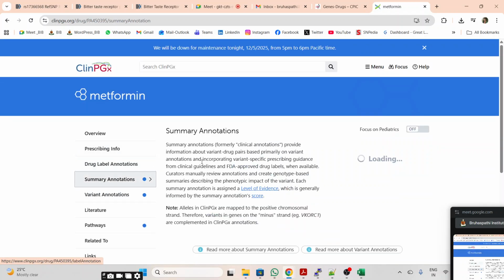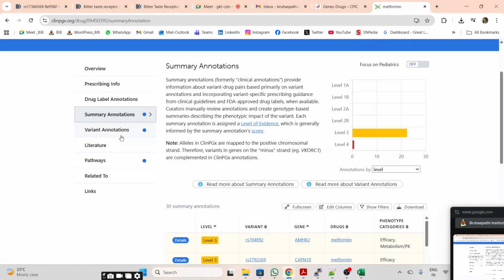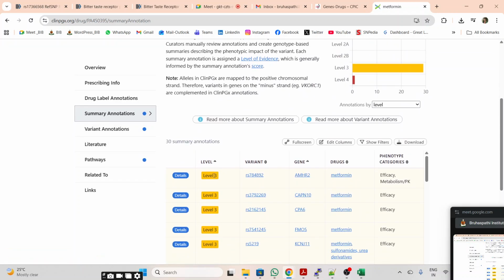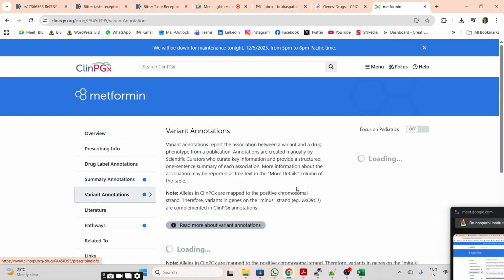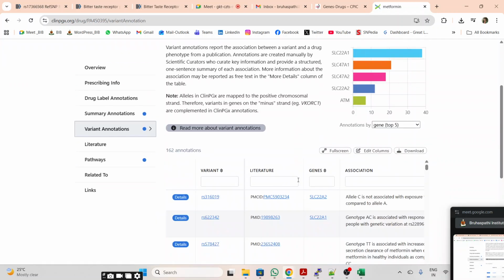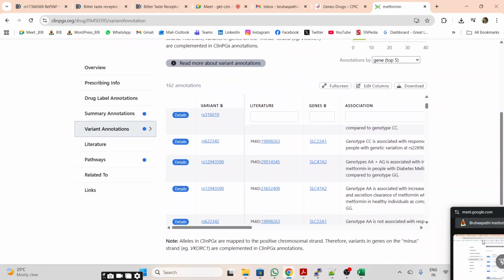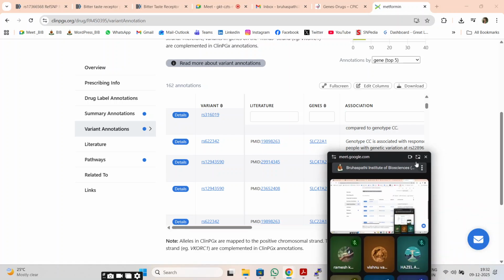Okay. But still you have some summary annotations and variant annotations which are of level 3. Generally, you should have a level 1A annotation for an FDA to get it approved. All these are level 3. Means you need some more evidence to actually use it and report it. Okay.